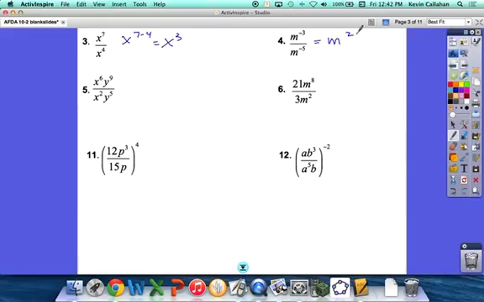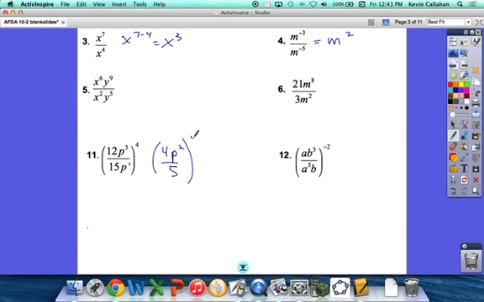So what if you have a power outside of parentheses, just like we did on the last slide? What do you do with the power? Distribute it, right? Just put it on everything that's inside. Now, in this case, before we do that, you can simplify 12 over 15. What's 12 over 15? Simplified as a fraction, like you just did in the worksheet. 4/5, right? And actually, we could simplify p to the 3rd over p. P to the 3 minus 1, 2, right? So this is actually 4 p squared over 5.